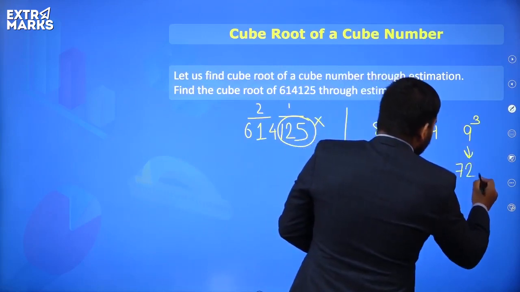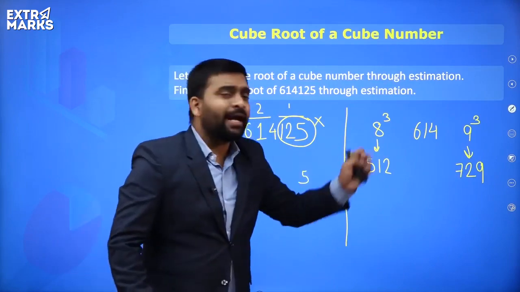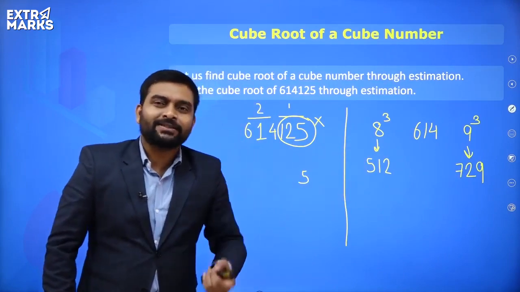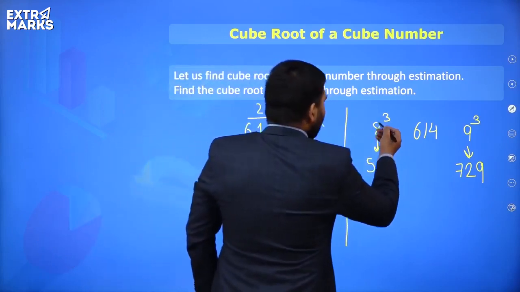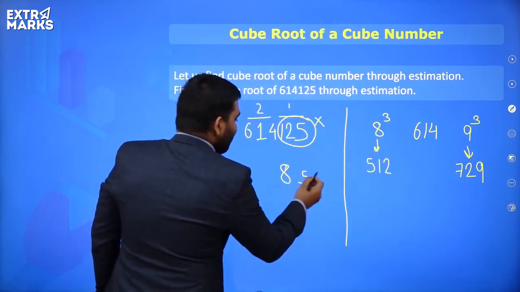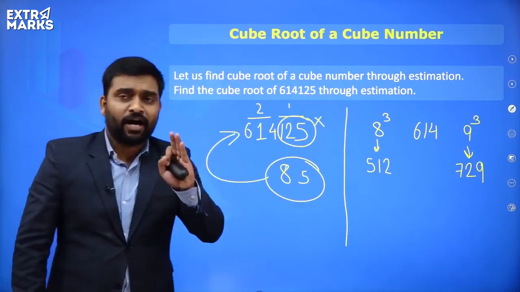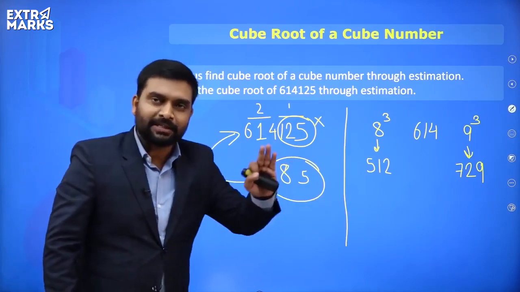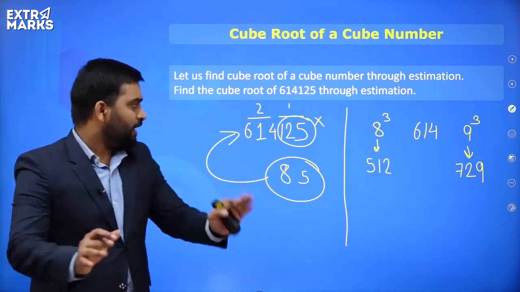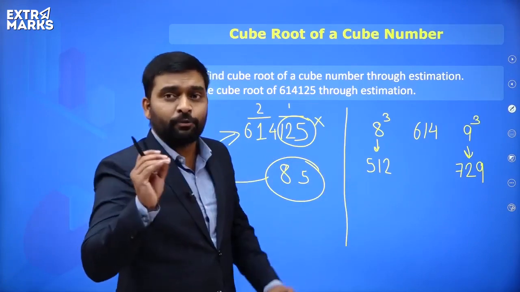So this number is lying between 8 cube and 9 cube. So we always take the smaller number. So we can say we'll take 8. So 85 becomes the cube root of this number. That is the estimation method. So everyone, I'll again rub this entire thing and I will tell you from the very beginning so that you understand everything.